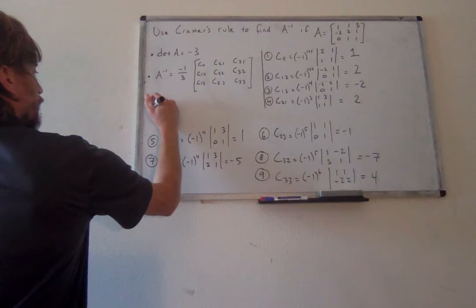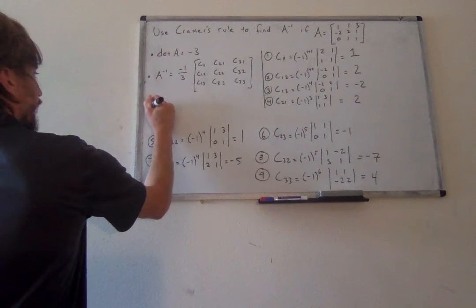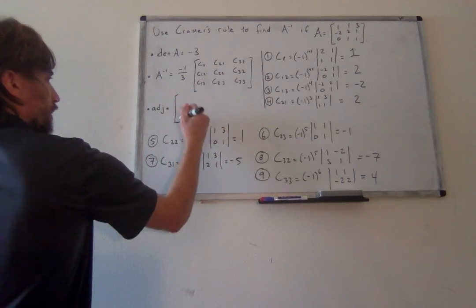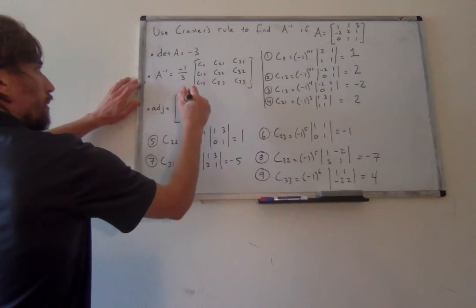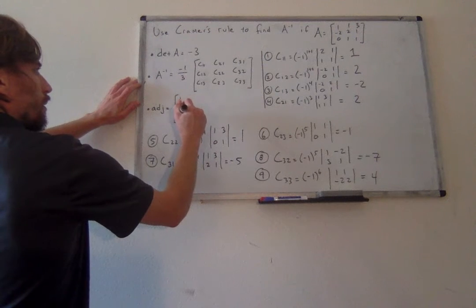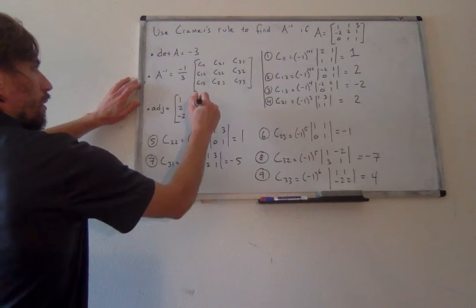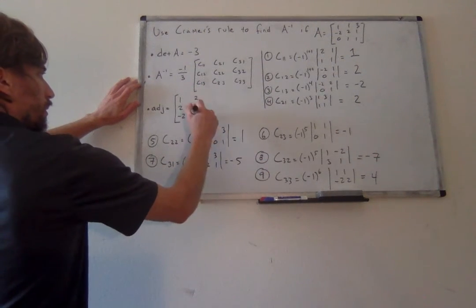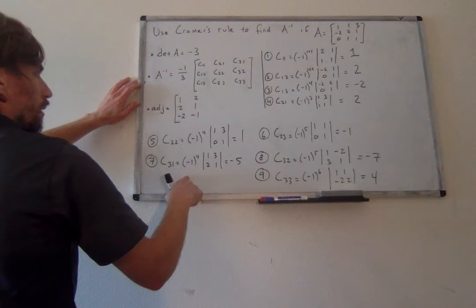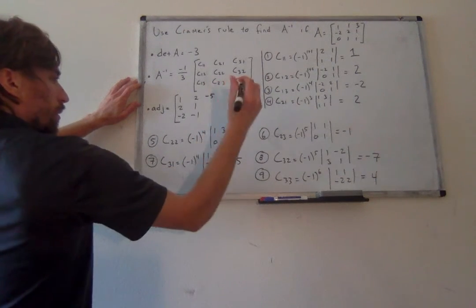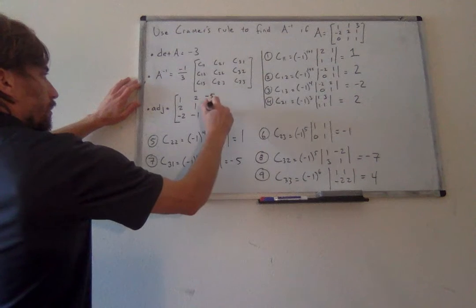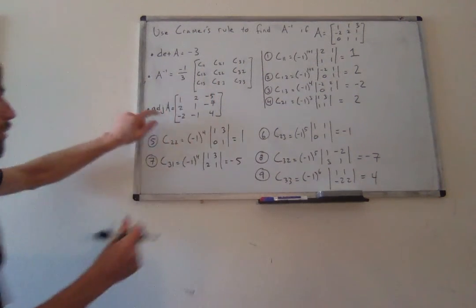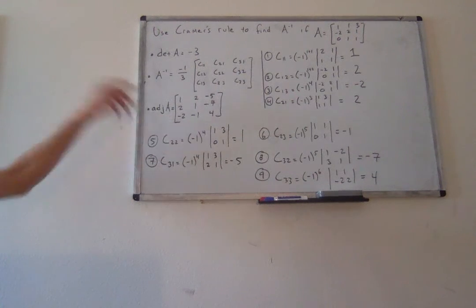Having actually done this, we know that the adjugate of A is equal to the matrix 1, 2, -2, 2, 1, -1, -5, -7, 4. So this matrix here is the adjugate of A.